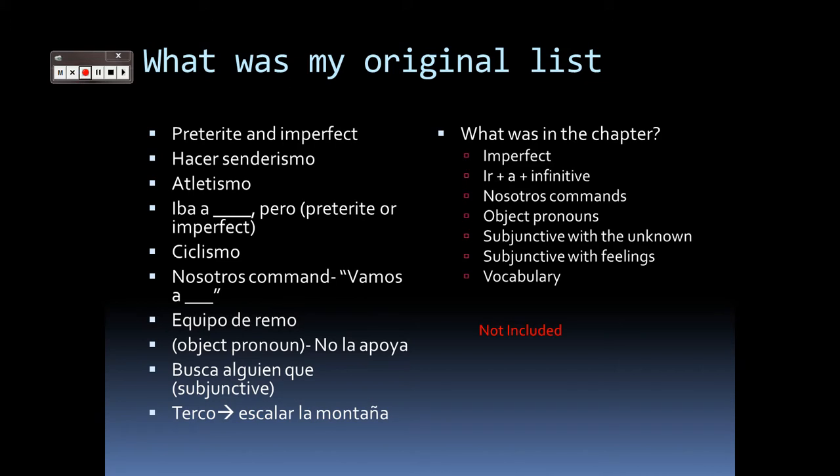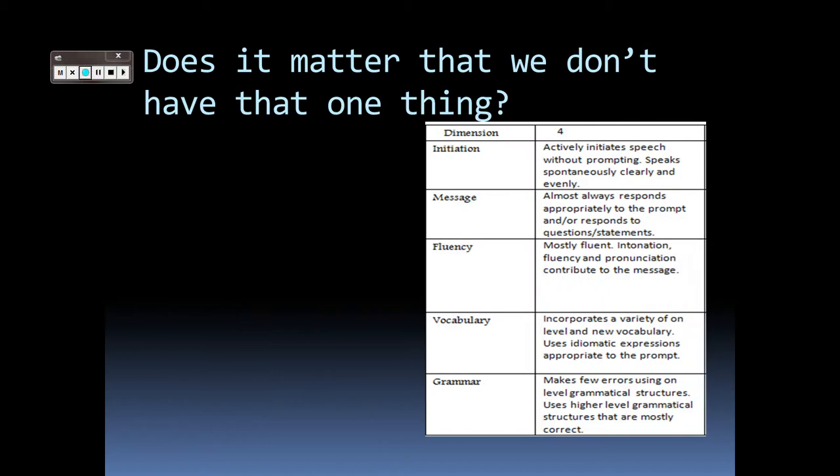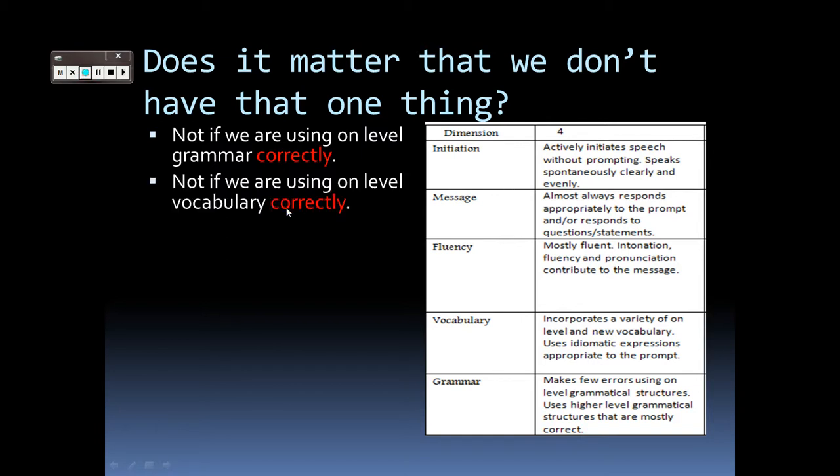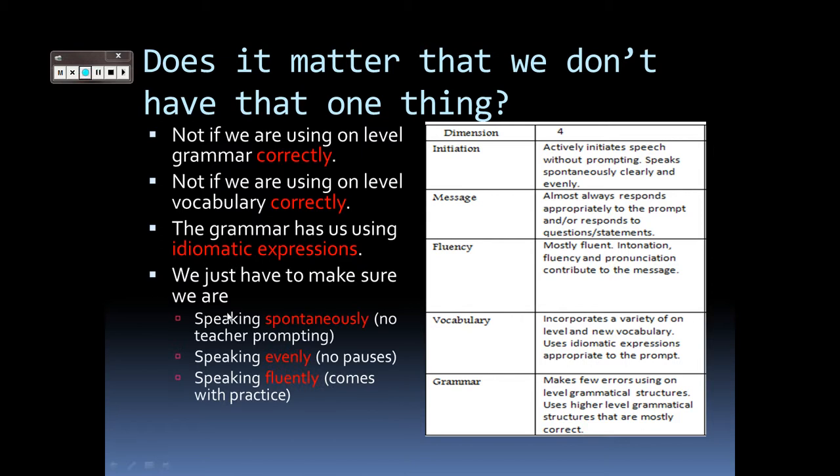But you know what really bothers me is I didn't include subjunctive with feelings. Does it matter that we don't have that one thing in there? Of course, it does not matter if we're using grammar correctly. And it doesn't matter if we're using vocabulary correctly. And the grammar has us using those idiomatic expressions. We just have to make sure that we are speaking spontaneously, evenly with no pauses and fluently, and that comes with practice. So, even though we have our outline, we're going to make sure that we are practicing this repeatedly so that when we get to our speaking test, we'll be good to go.